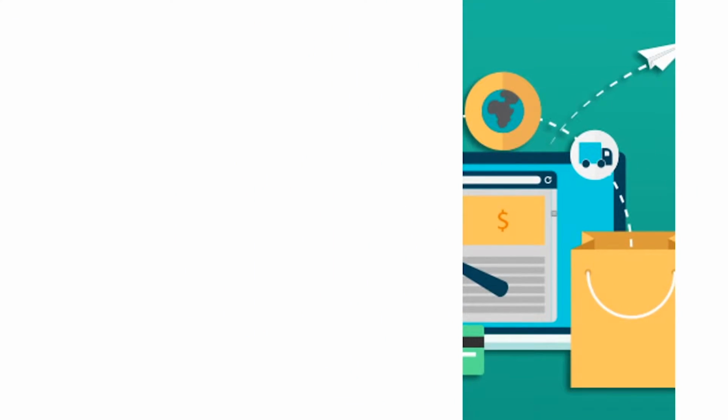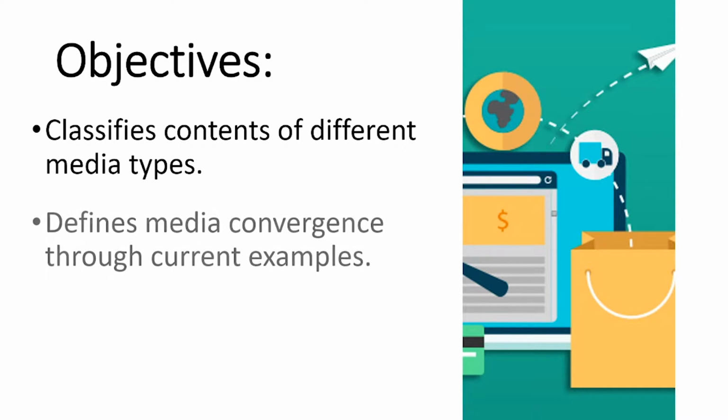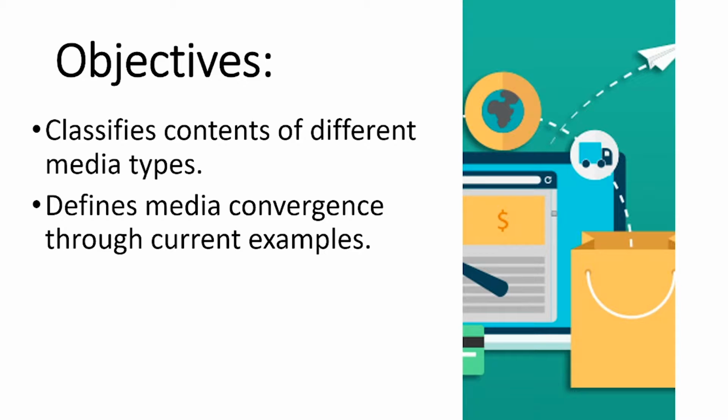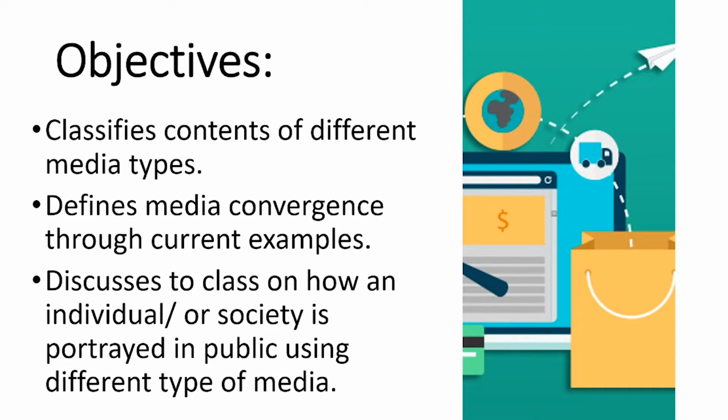The objectives of this lesson are to classify contents in different media types, to define media convergence through current examples, and to discuss in class how individual or society is portrayed in public using different types of media.